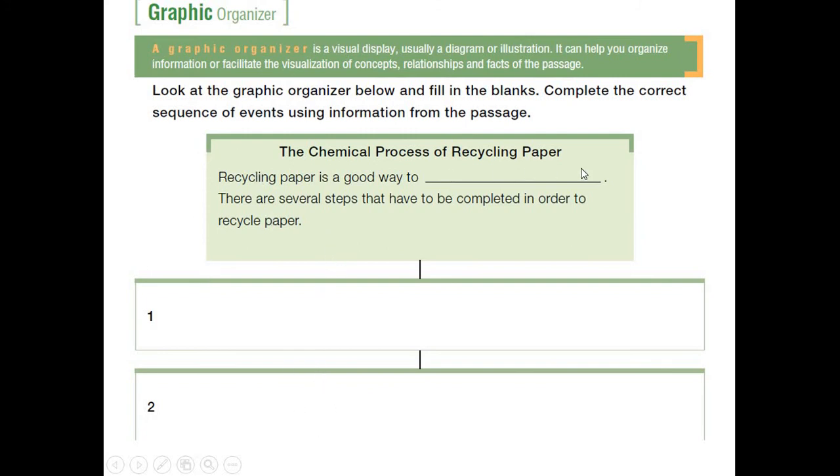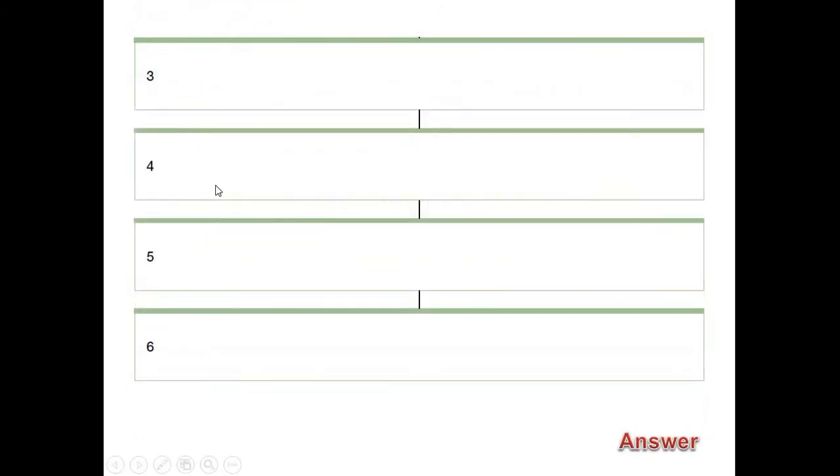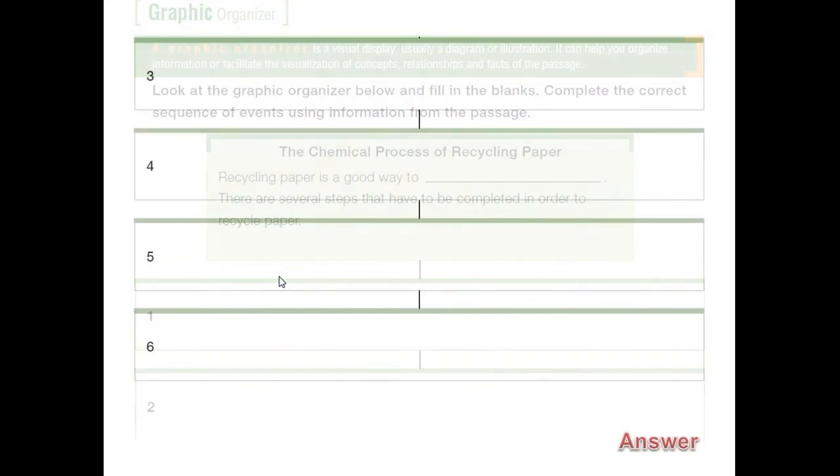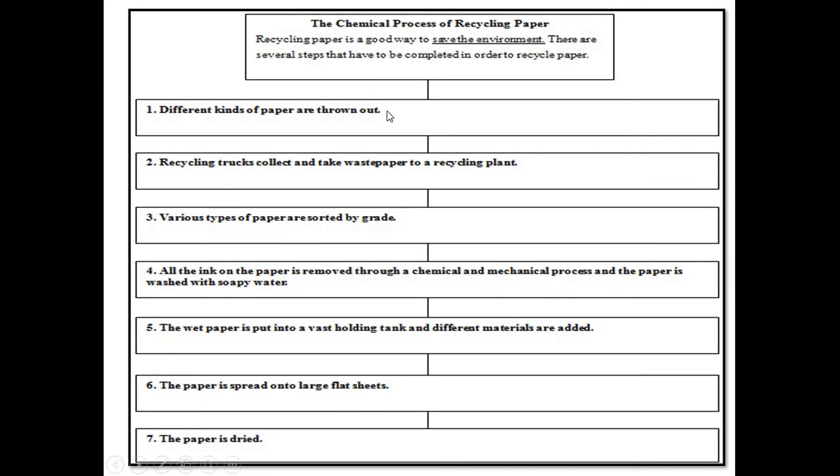So here you can see the first box is all about the main idea, okay? That is the main idea of the paragraph. And you can see there are 1, 2, 3, 4, 5, 6 boxes. It means the six processes, or the steps, on how you recycle a paper. So you can base your answer here. Okay, so this is going to be the answer. So this is the main idea. The main idea is the chemical process of recycling paper. Recycling paper is a good way to save the environment.